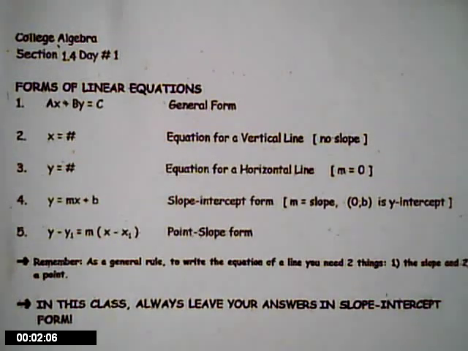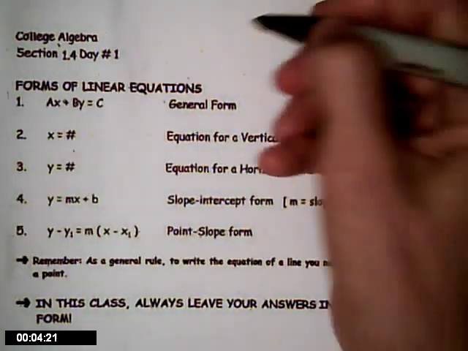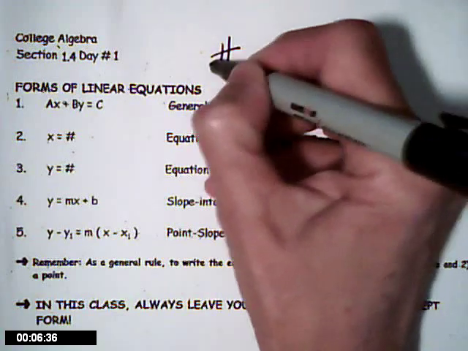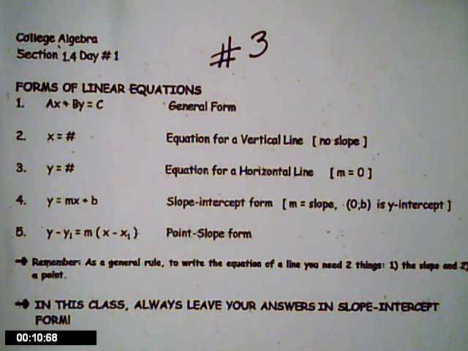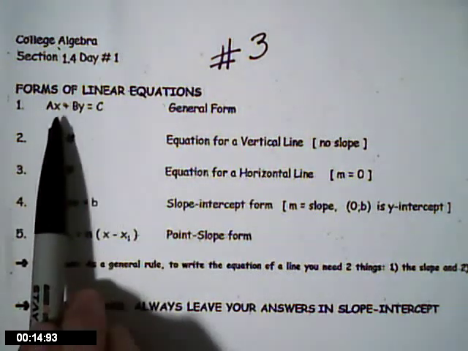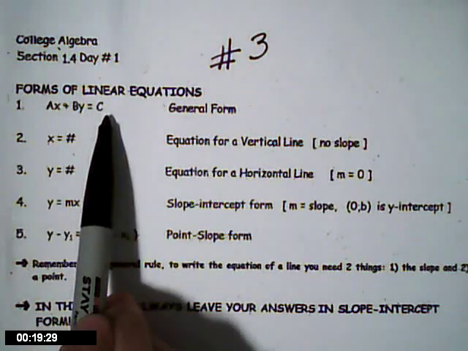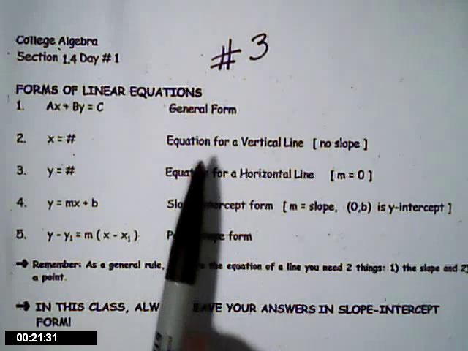In this video, we're going to talk about section 1.4. This is going to associate with your MyMathLab assignment number 3. There are several forms of linear equations. One is a general form. This is when you have an x plus a y term equals some constant term. We've already talked about this one.